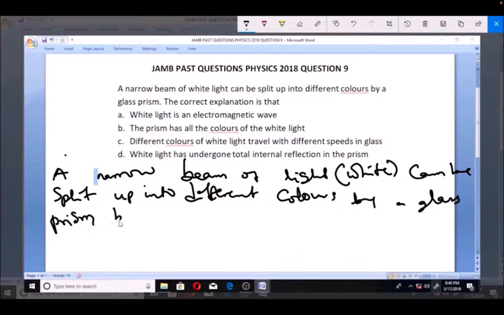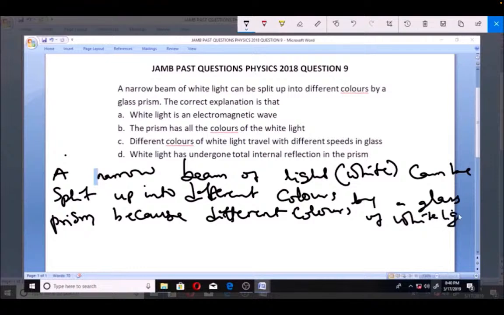So why does this happen? This is because, and this will give us the answer to what we are asking. Why does a narrow beam of white light split up when passed through a glass prism? It is because different colors of white light, that means in white light there are actually different colors inside it, travel. You will not see them until you pass the white light through a glass prism. They move with different speeds.